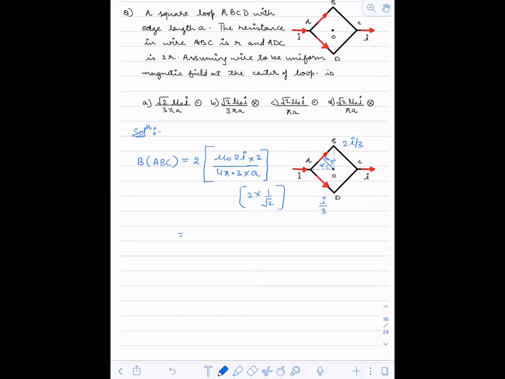Okay, just see here. 2 and this 4 gets cancelled. I'm having 4 mu naught I by root 2 into 3 into pi a. This is what I will get. Will I get this?